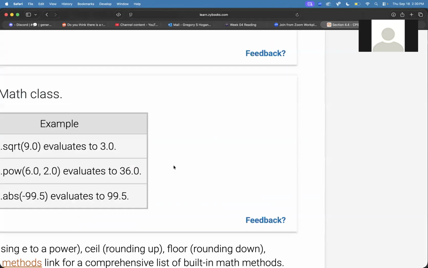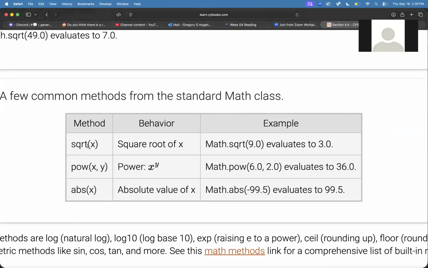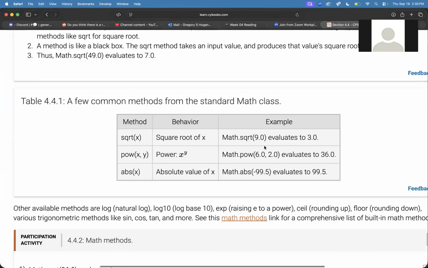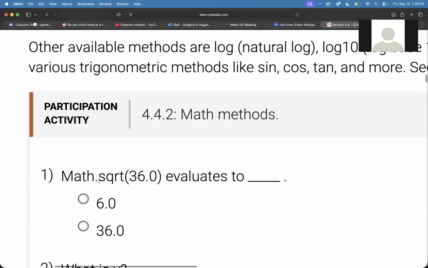Okay, back here. So the ones we care about in this section are SQRT, that's a square root, POW, which is how you do an exponent. So like POW x comma y is x to the y. ABS is absolute value, which just makes negative numbers positive. Now, any of these have to be typed in by Math with a capital M, dot, and then the name. So it's like this, Math dot SQRT, capital M.